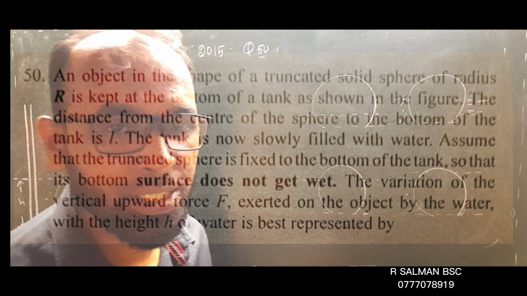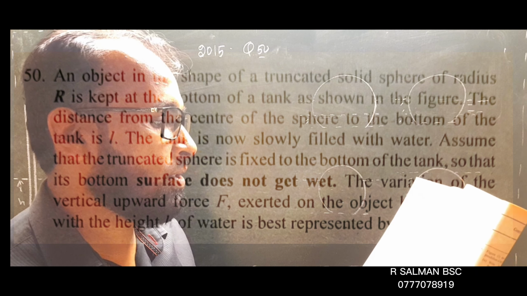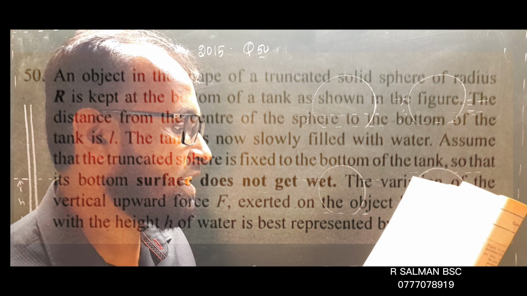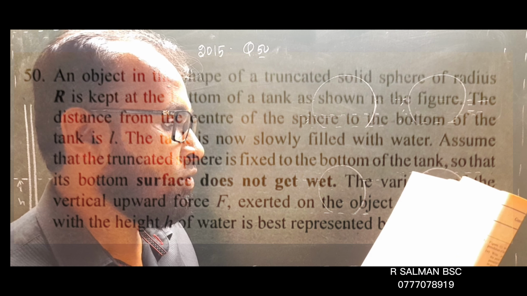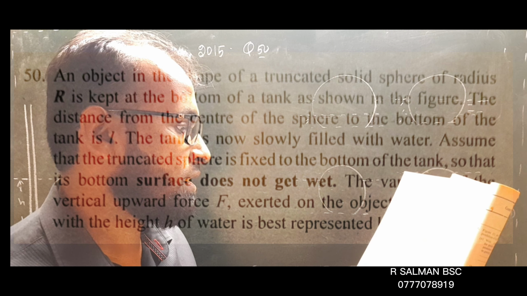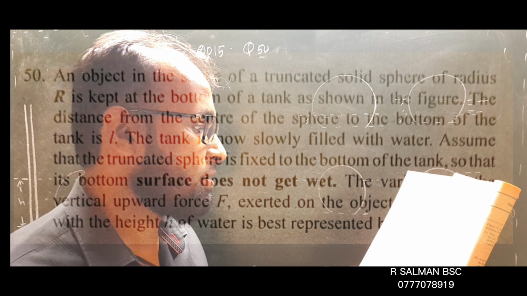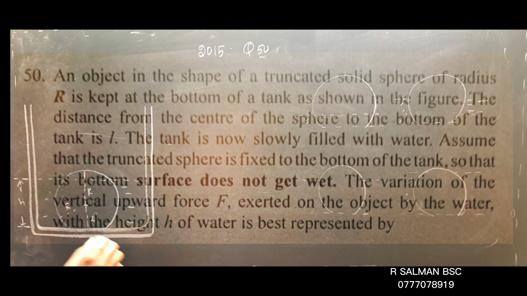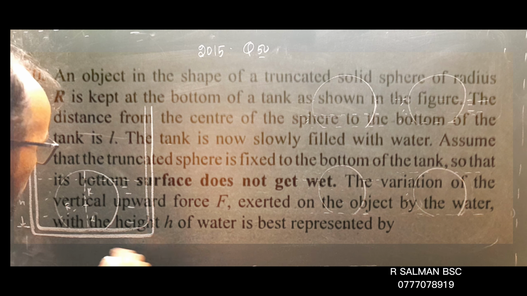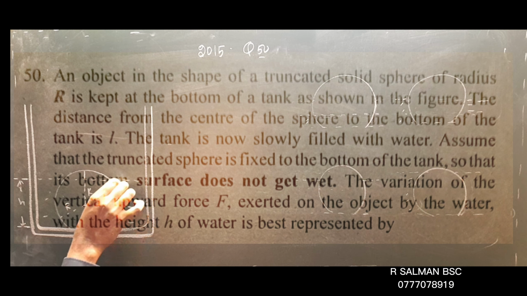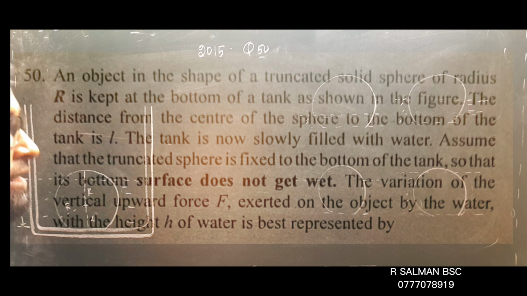The tank is now slowly filled with water. Assume that the truncated sphere is fixed to the bottom of the tank so that its bottom surface does not get wet. This part is not touched with water. The lower part, these curved faces, are in touch with water, but not the bottom part. The variation of the vertical upward force exerted on the object by the water with the height h of the water is best represented by.